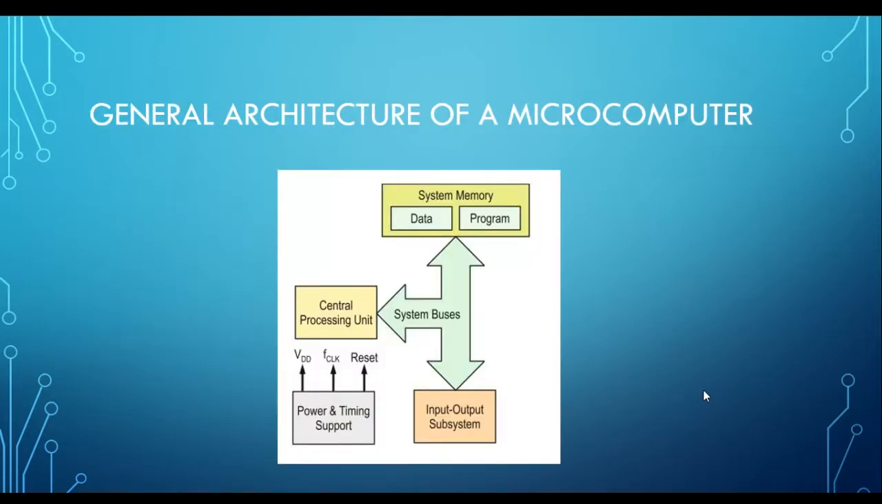Okay, now this is the graphical form of a microcomputer. If you look at this part, you have the program and the data, whatever that you process. Data means whatever that you generate, be it your register content and whatever that you need to run your program. So these are actually in the memory.